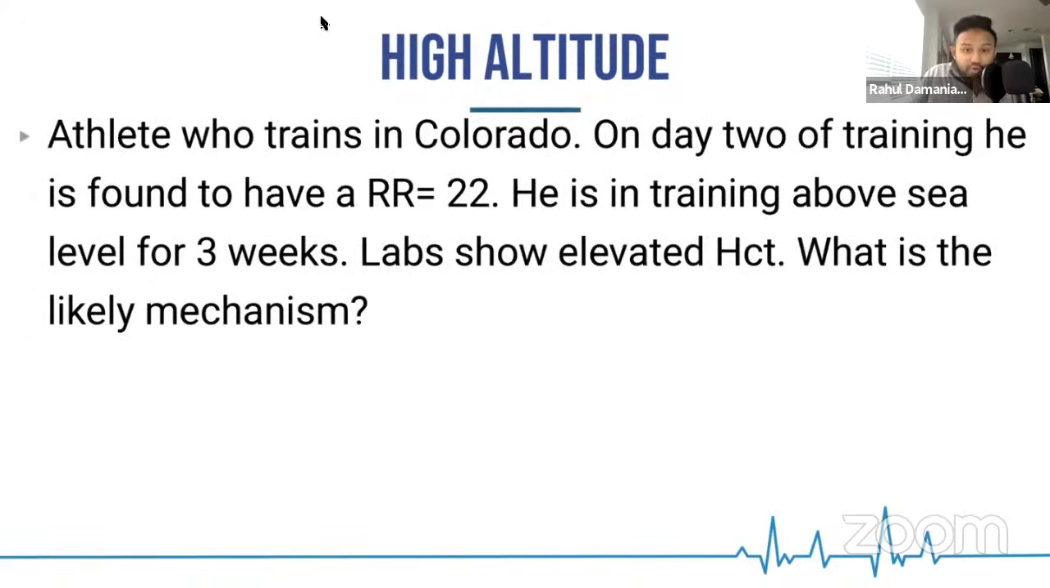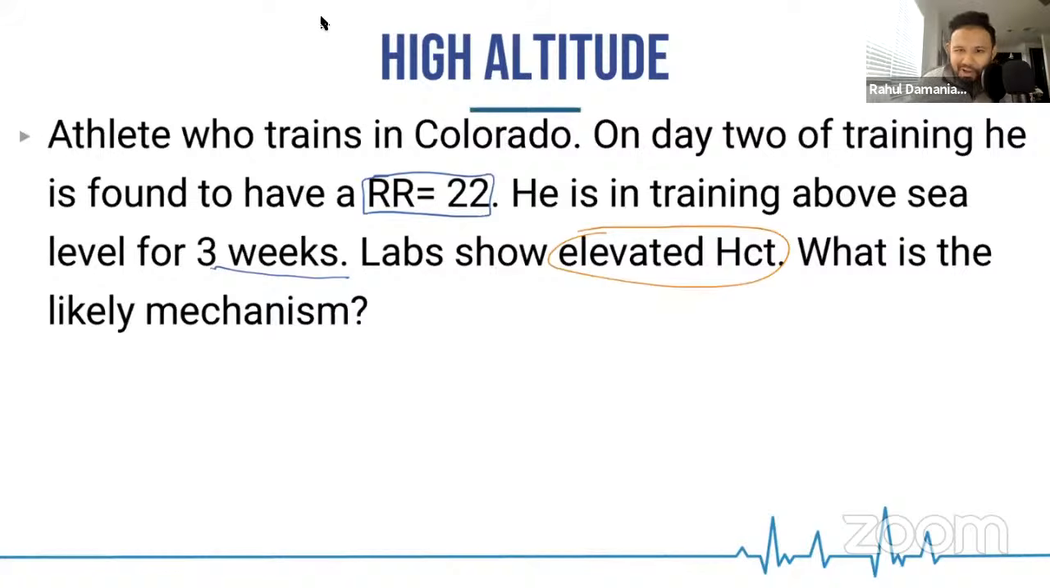An athlete who trains in Colorado is found on day 2 to have a respiratory rate of 22. He is training above sea level for 3 weeks, and labs at the end of his 3 weeks show an elevated hematocrit. What is the likely mechanism here? Elevated hematocrit? Am I in the right lecture?